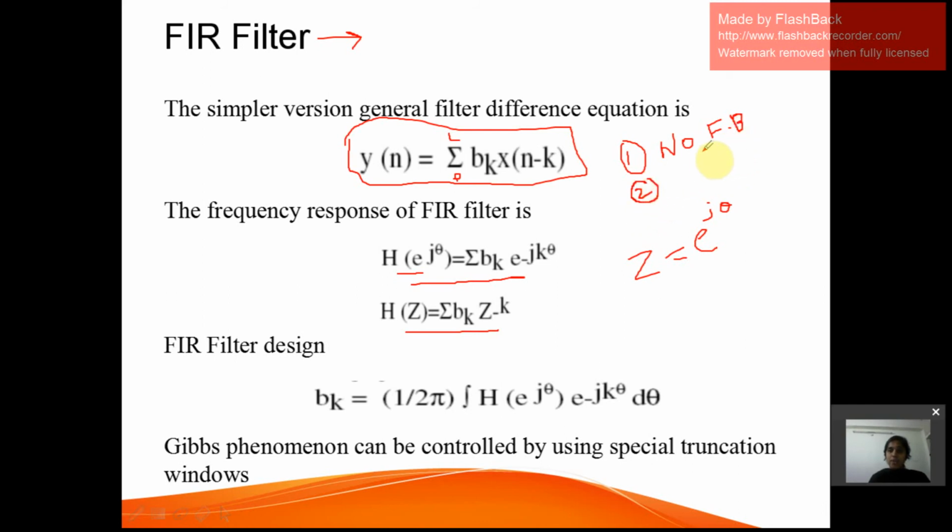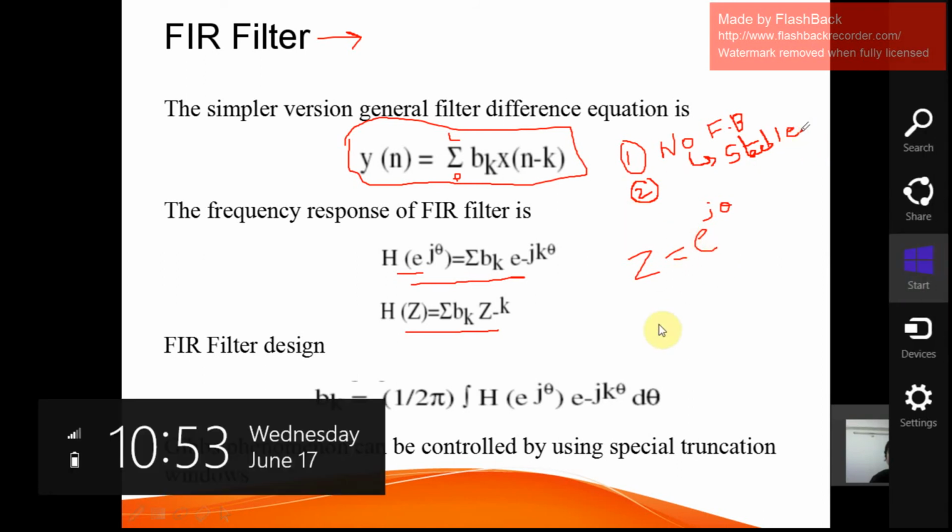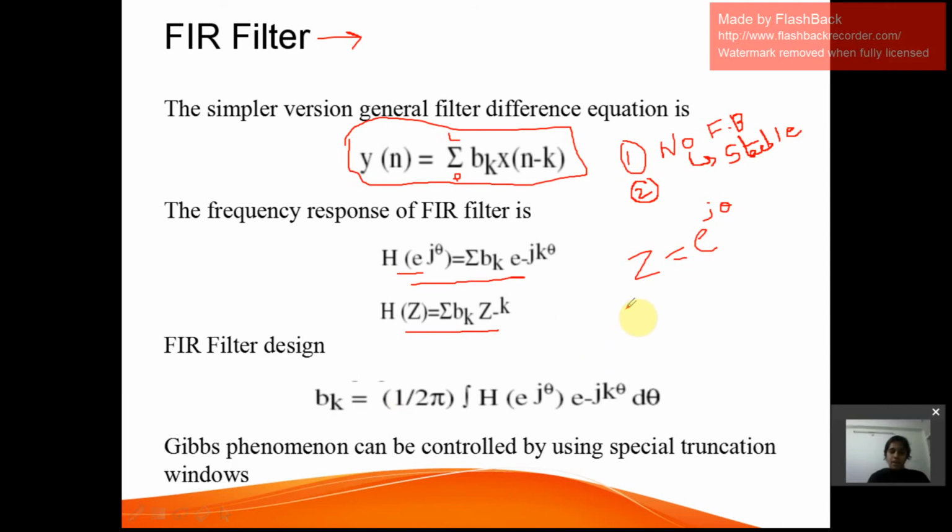And coming to the second point, as there is no feedback, we can simply say that it is a stable system. You might have learnt control systems regarding stable, non-stable or unstable systems. We call this stable. And coming to the other point, it has linear phase and constant group delay. What do you mean by linear phase?